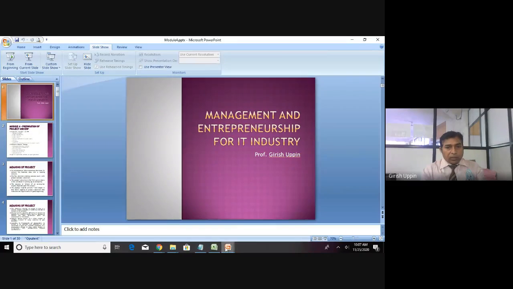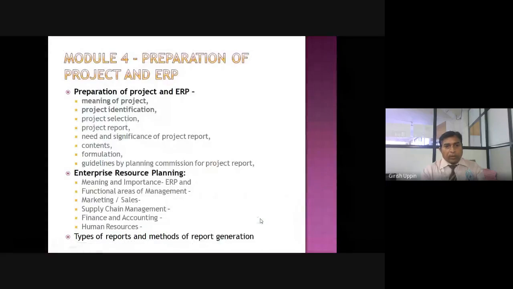Oracle Financials is one example. Siebel, earlier Siebel was there. Then PeopleSoft. Those are the softwares which are implemented based on the best industry practices that are used in enterprise resource planning.